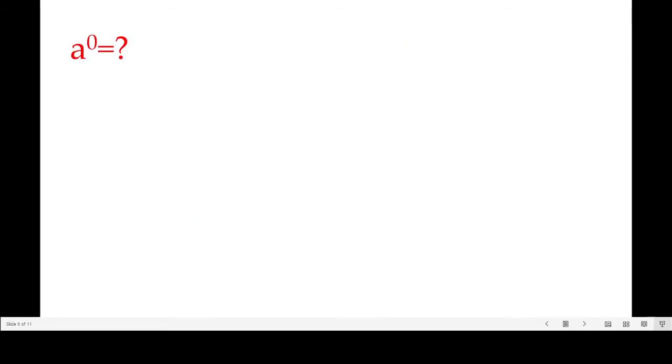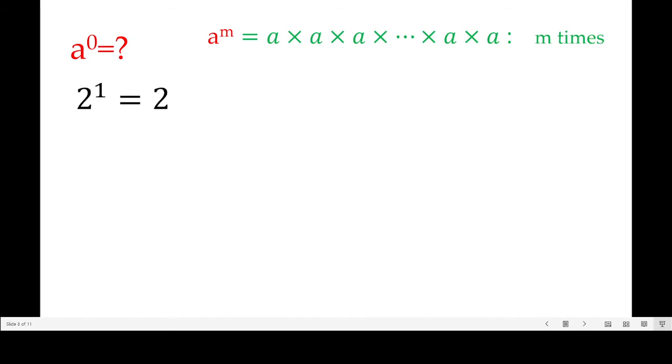Let's calculate any number to the power 0. As we know, a to the power m equals a times a times a, with m factors. Let's start with 2 to the power 1. We know that it's equal to 2.